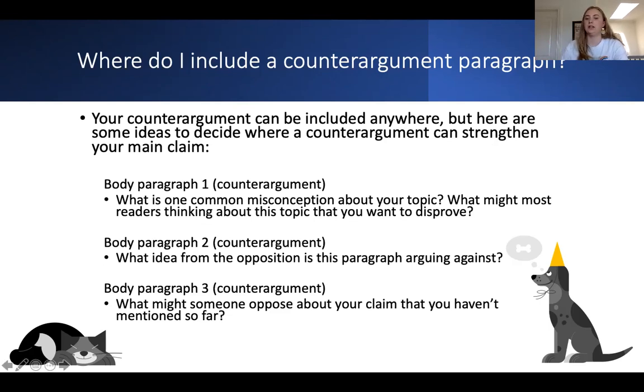Here are a couple of questions to get you thinking about where might work best for you. You might think about what is one common misconception about your topic, or what most people might think about this topic that you want to disprove. That might be a good spot to include in your first body paragraph. You could also think about what idea from the opposition your counterargument is arguing against. That might be somewhere in the middle of your essay. Or my personal favorite, what is something that someone might oppose about your claim that you haven't mentioned so far? That slides really nicely into the last body paragraph of your paper. This, of course, is thinking about the traditional five-paragraph structure, but it could really be any length of paper. You can choose where it flows the best.